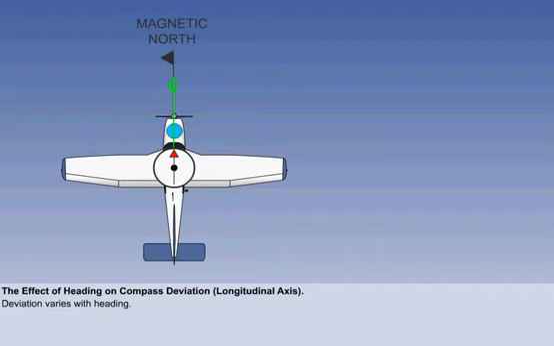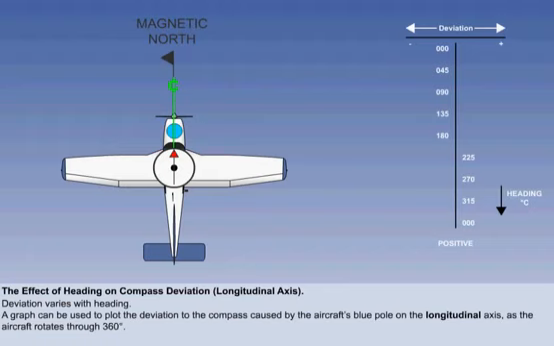Let us locate this blue pole on the longitudinal axis of the aircraft and in a position which is forward of the aircraft's compass. If we also create a graph, we can plot the deviation caused by the blue pole as we rotate the aircraft through 360 degrees. So let's look first at the effect the blue pole will have when the aircraft is heading north. The blue pole and the red end of the compass needle are aligned with the Earth's magnetic field, and so there will be no deviation.